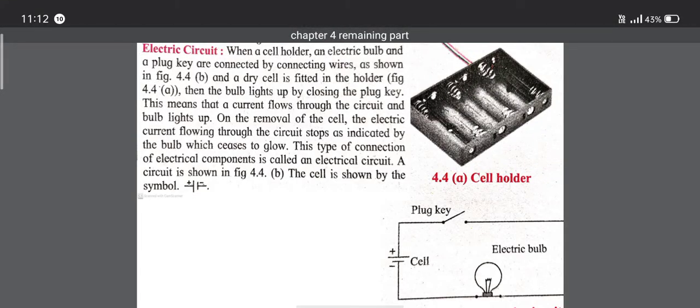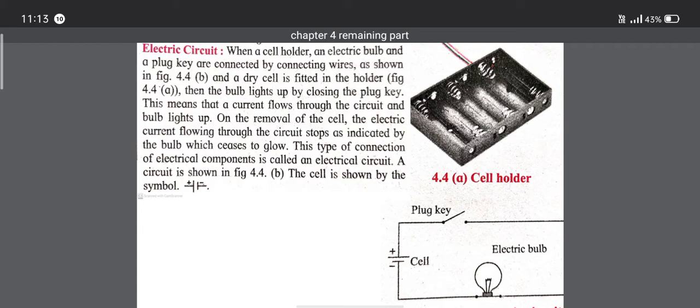Good afternoon, students. In the previous lecture, we learned about current, electricity, electrostatic potential, and what is potential difference. And we have seen the types of electric cell. The first one is the dry cell, and the second was the lead acid cell. Now, in this lecture, we are going to continue this chapter.